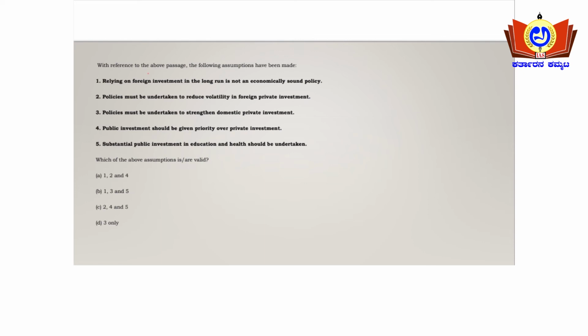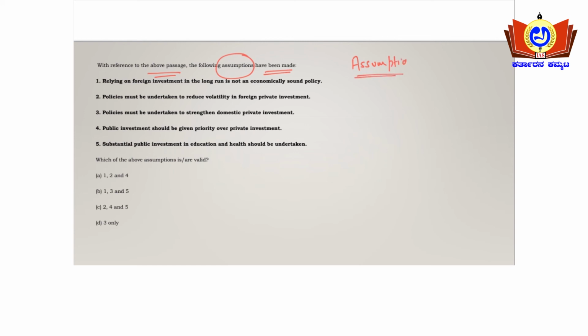With reference to the above passage, the following assumptions have been made, okay. So what do you mean by assumption here? Assumption is nothing but what is not given in the passage, and we need to assume it. Following assumptions have been made; assumption means you are assuming things here, something that is not directly given in the passage.